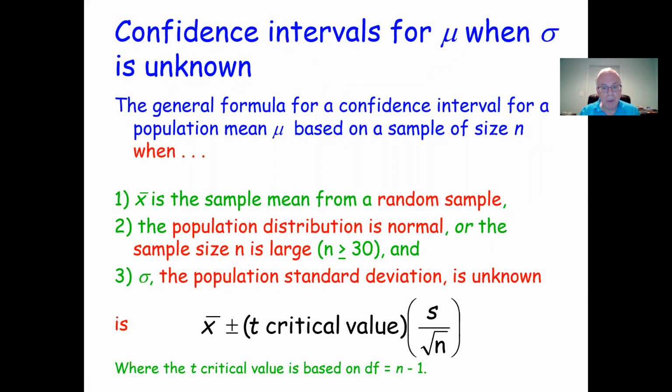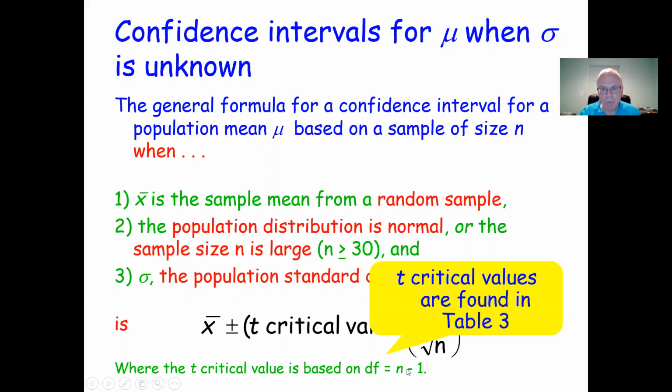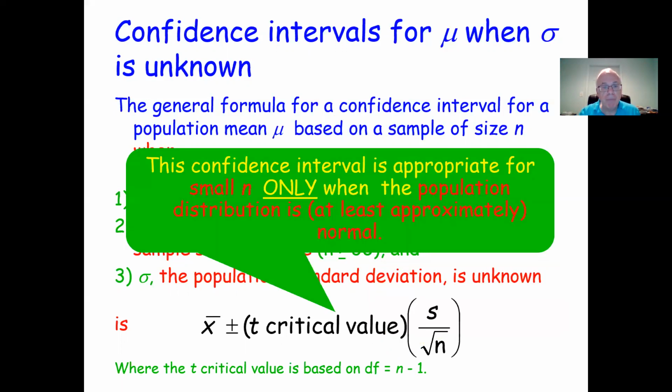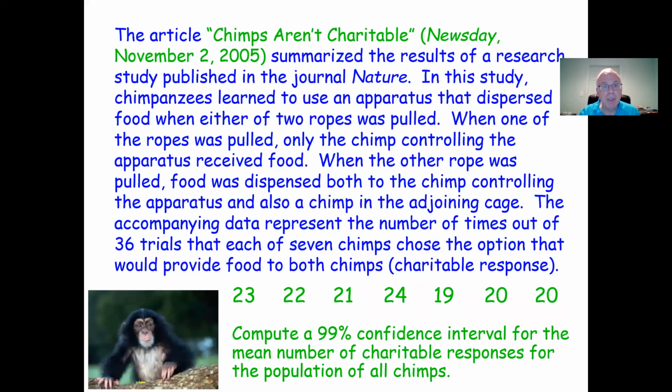So best thing to do, of course. And what is that critical value? It's based on n degrees of freedom, which is n minus 1. Now it says to use tables here. We're going to use our calculator instead. Now, this confidence interval is appropriate for small n only when the population distribution is approximately normal. All right, we already knew that.